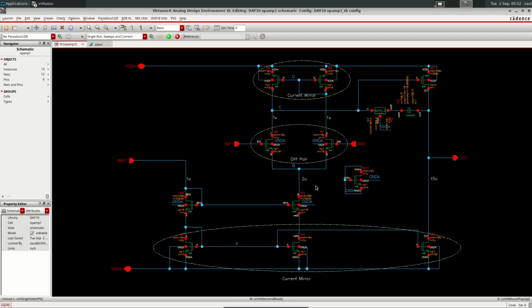So these devices don't need to be matched. The output transistor also doesn't need to be matched to anything. Okay, and we'll talk about this a little bit later, so we can delete it. After this, we have a resistor and capacitor for compensation. So we are using this Miller compensation technique.